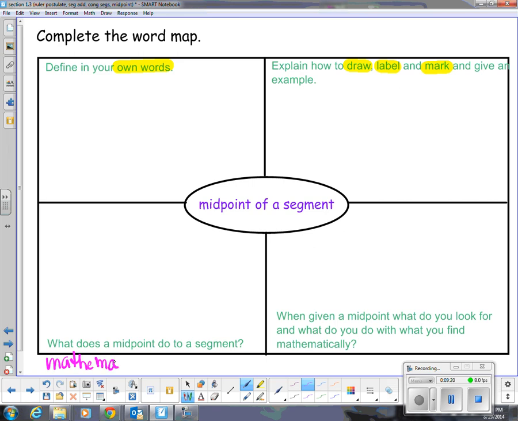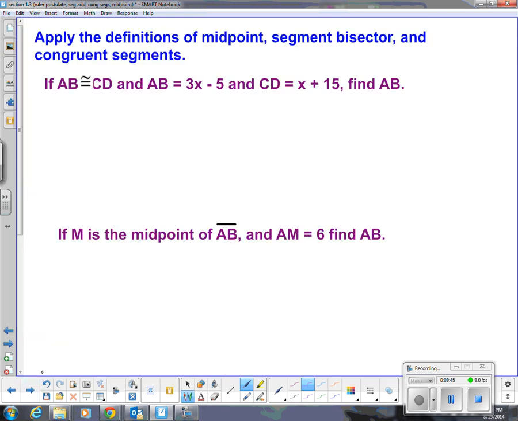And when there's a word map, this is the reason why, because there is a mathematical relationship I need you to pay attention to. All right, and then over here, when given a midpoint, as soon as you hear midpoint, you should automatically look for something. That's what you're going to write here, and then you're going to tell me what you do mathematically with it when you find it. So you need to put me on pause again to finish this word map. All right, now we're going to apply the definitions of midpoint. Well, we haven't done segment bisector, so we'll just scratch that, and congruent segment.